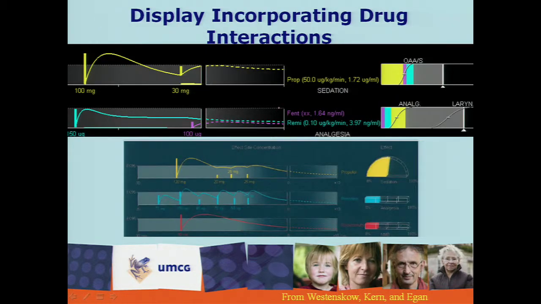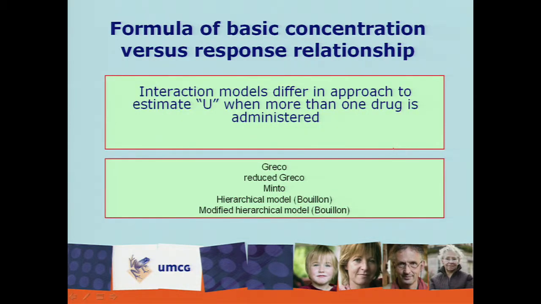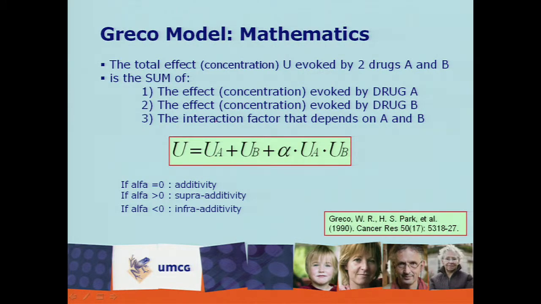And this was done previously by the Utah group in one of the first prototypes of what later would become the GasMan Navigator. Here you see their representation of the two-dimensional combination of that U. So all the models that I will describe, the Greco, reduced Greco, Minto, and the hierarchical models, are just another way of representing that U in their combined drug administration methodology.